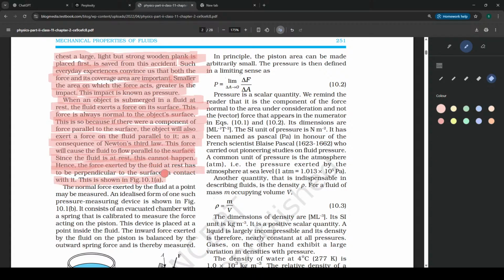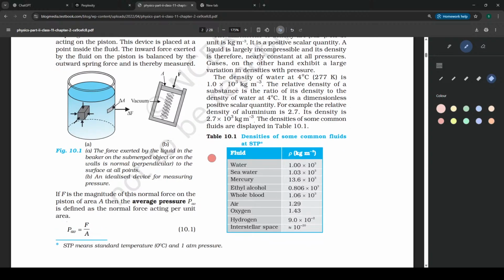This is shown in figure 10.1a. A force exerted by the fluid in the beaker on a submerged object or on the walls is normal, perpendicular, to the surface at all points. This doesn't only refer to the sides of an object, but also the walls of the container as well. It will always be perpendicular, like this, at a 90-degree angle.